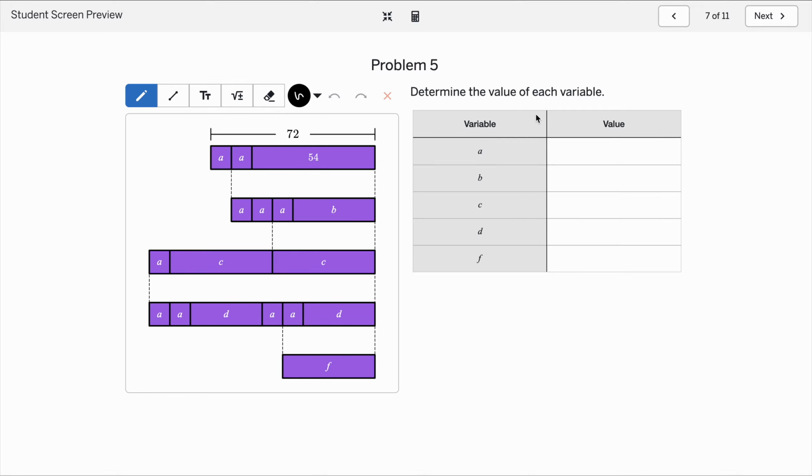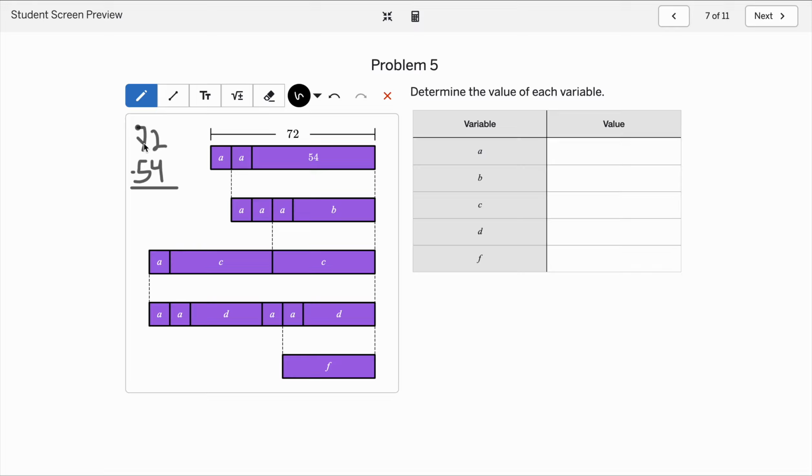Okay, so you're determining the value for each variable. I think you can probably figure this out on your own, especially because you can see that this whole thing is 72. So if you know 54 and you'll have 2 of the exact same boxes, you can figure out kind of what those are. Just to give you that hint, I would subtract 72 and 54.